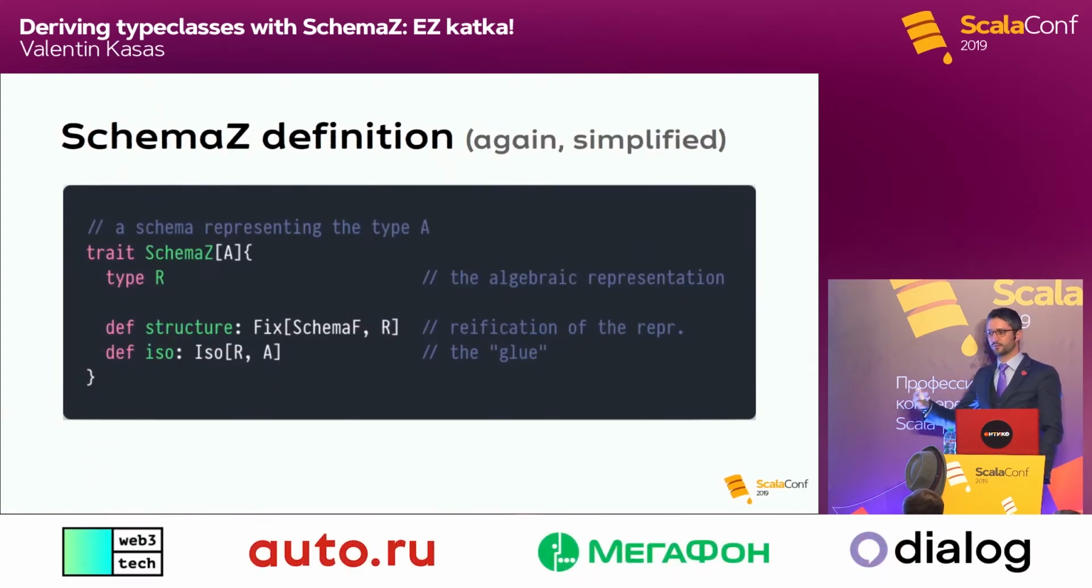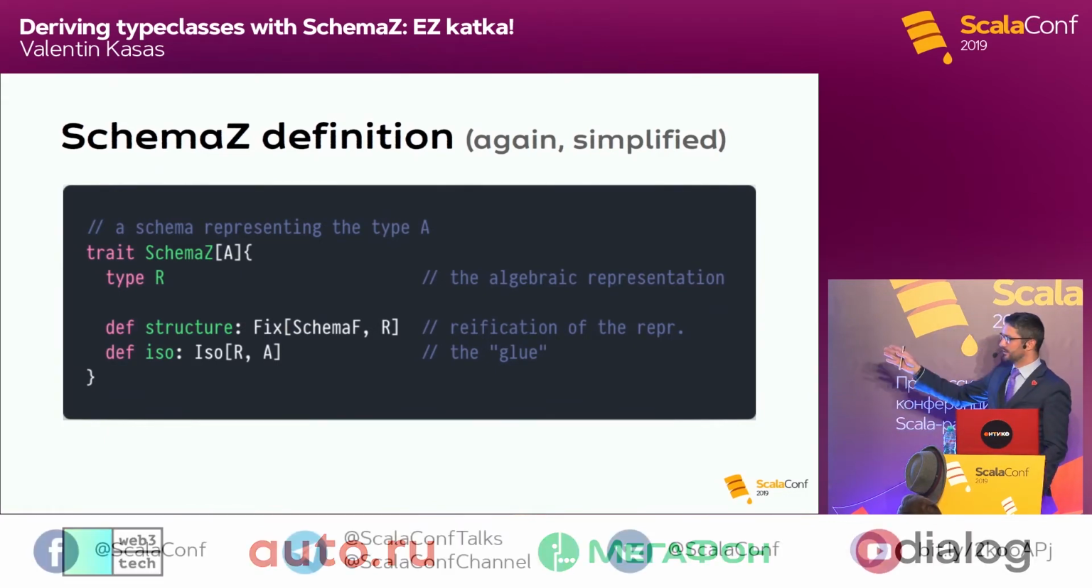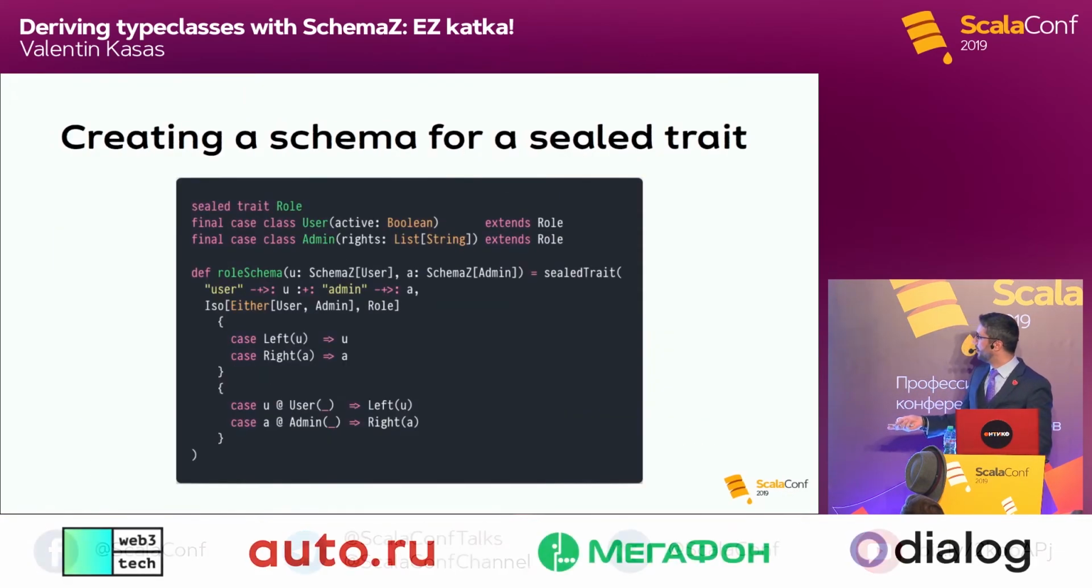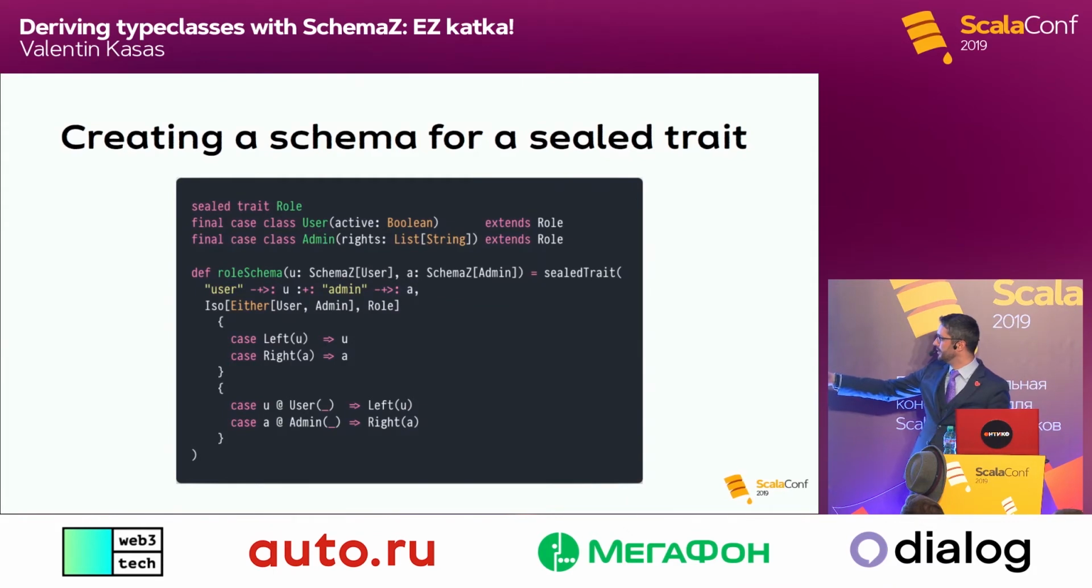And finally, the concrete SchemaZ definition. It's a trait that is implemented by the constructors we saw earlier: case class, sealed trait, optional, and so on. It takes a type parameter, which is the type that is represented by the schema. It has an abstract type, R, which is the representation. So for example, previously, R would be either user or admin, and A would be role.